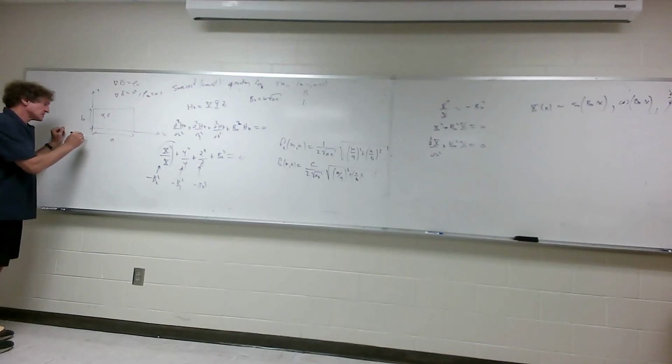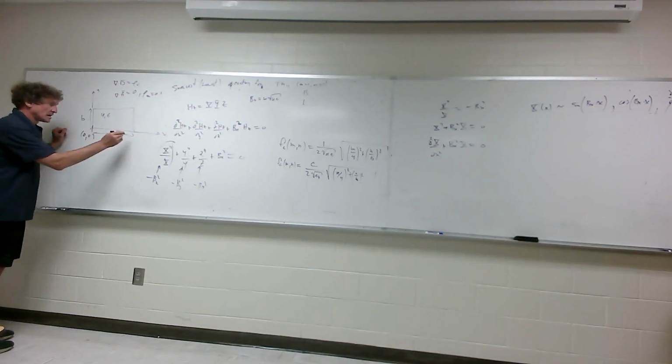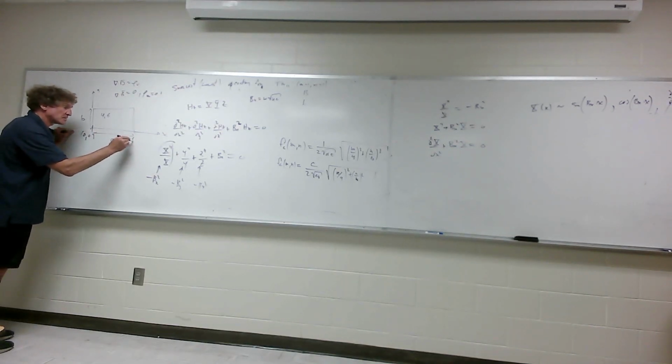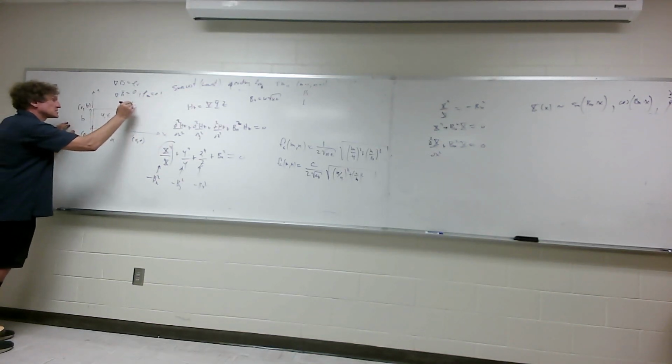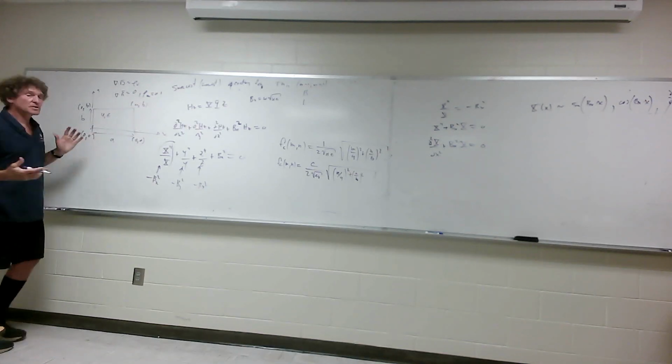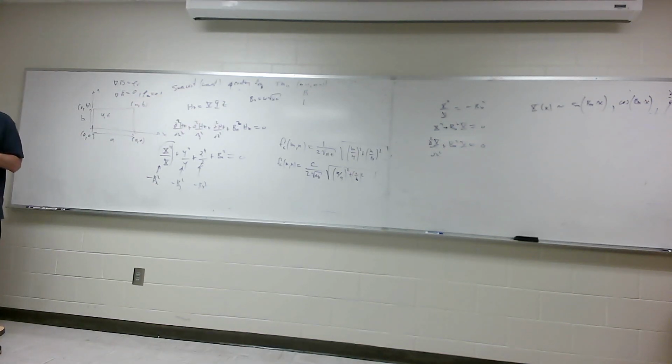So here's the origin, 0, 0. This right here is going to be a, 0. This is going to be 0, b. And this is going to be a, b. I'm just showing you the 4 points that bound the region.